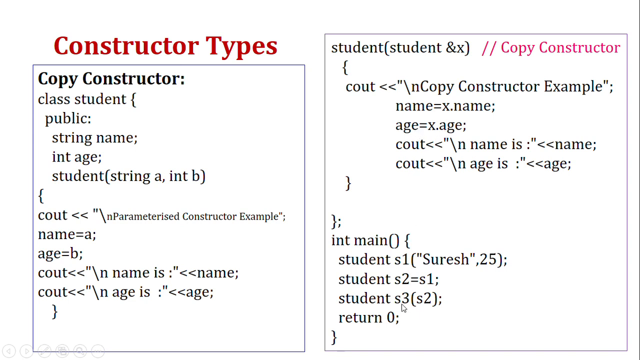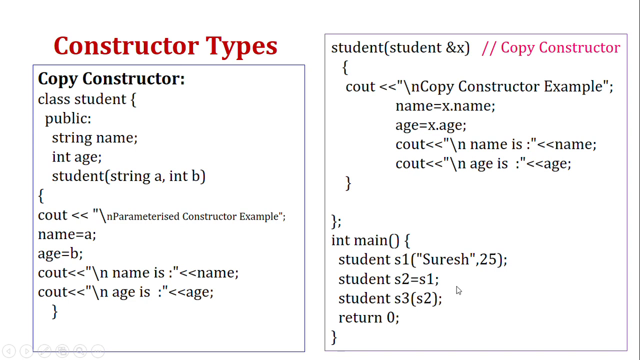You can see in the third line, S3 is the new object created, and in brackets I'm passing S2, which means S3 is calling the copy constructor and it is passing S2 as the object. So now for this line S2 is given to X, which means S2 name will be S3 name and S2 age will be S3's age. So like this you can call the copy constructor. You can use parentheses to call the copy constructor. In the parentheses you have to pass an object of the same class as the parameter, or else you can use the assignment operator so that the newly created object gets the values from the already created object.